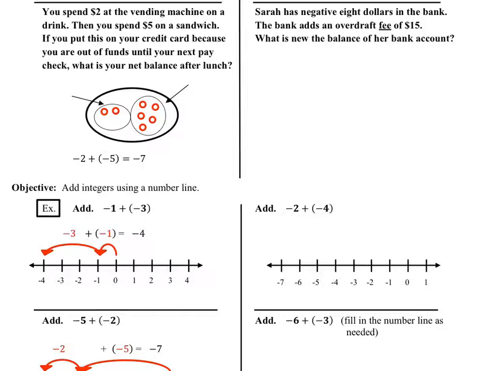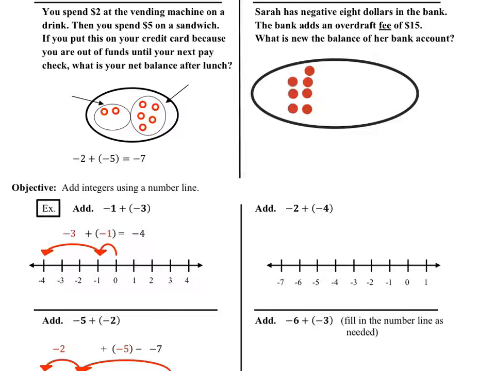So right here where it says Sarah has -$8 in the bank. So again, let's just start with the diagram. We'll still write the math expression for this, but just starting with the diagram, right? So she's going to start with -$8 in the bank. 1, 2, 3, 4, 5, 6, 7, 8. Now again, I'm using red for negatives, black for positives.